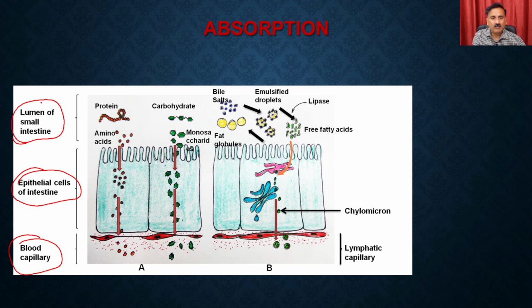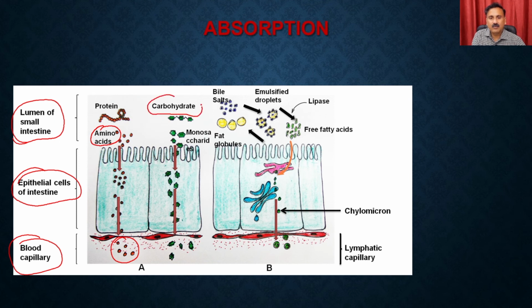So in the small intestine lumen, the protein is now going to be converted into the amino acids, and these amino acids are actually going to be taken up by the epithelial cells, and they will be given to the blood vessels. There is an extensive network of the blood vessels, and they are actually going to take them up.